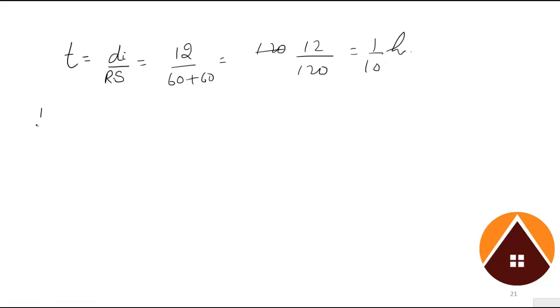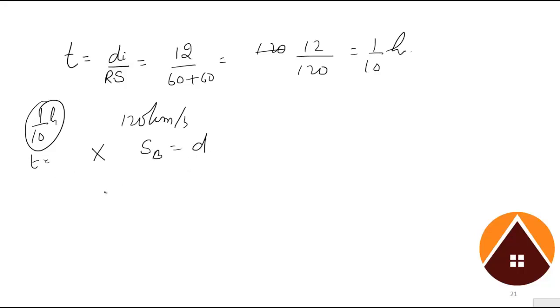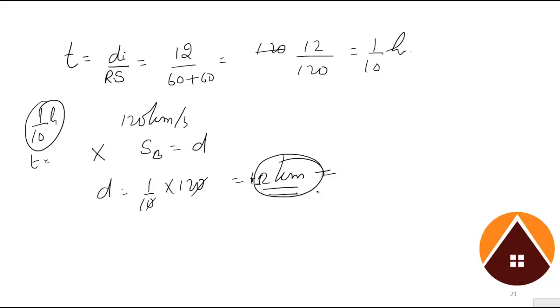So in this 1 by 10 hour, the bird has been running at 120 kilometer per hour. So this is the speed of the bird and this is the time for which it is running. So the distance is nothing but the product. So I get the distance as 1 by 10 into 120, which is 12 kilometer. So this is the total distance covered by the bird till both the cars are meeting each other at one point. Thank you.